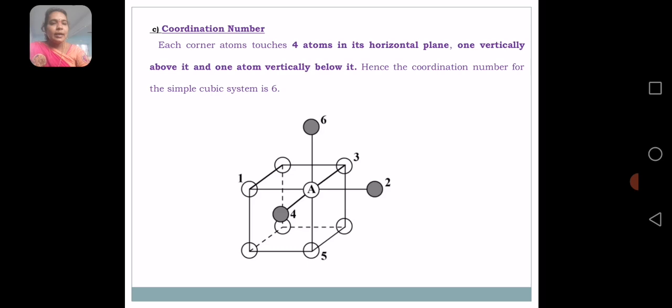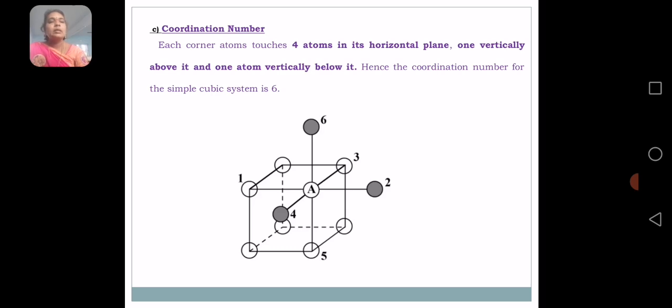Here the corner atom A touches the 4 nearest neighbor atoms in its own plane. Here they are mentioned in the diagram 1, 2, 3, 4. 4 atoms in its horizontal plane and 1 atom vertically above the plane and 1 atom vertically below the plane. So totally 4 atoms in its horizontal plane, 1 atom vertically above it and 1 atom vertically below it. Hence the coordination number of the simple cubic crystal system is 6.